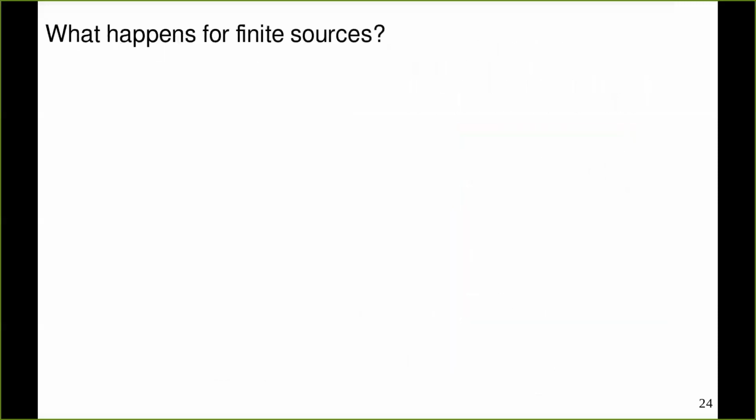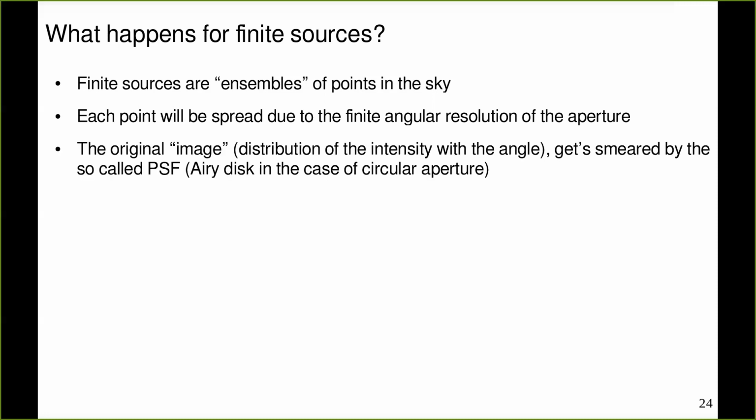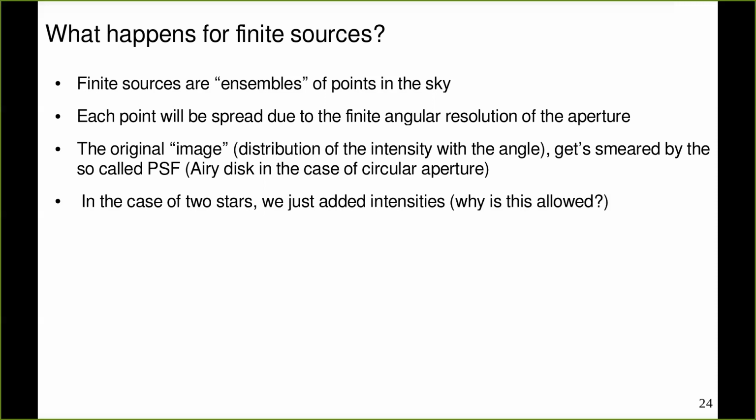Okay, cool. So now, here we took a look at the Rayleigh Criterion and we have 2 sources, but the Sun is not 2 sources. The Sun is an extended source. Simply speaking, it has infinite points, right? So finite sources are in a way infinite ensembles of point sources. So each of the points is going to spread because of the angular resolution of the telescope, and then what's basically going to happen is that our original image is going to get smeared by the PSF of the telescope.